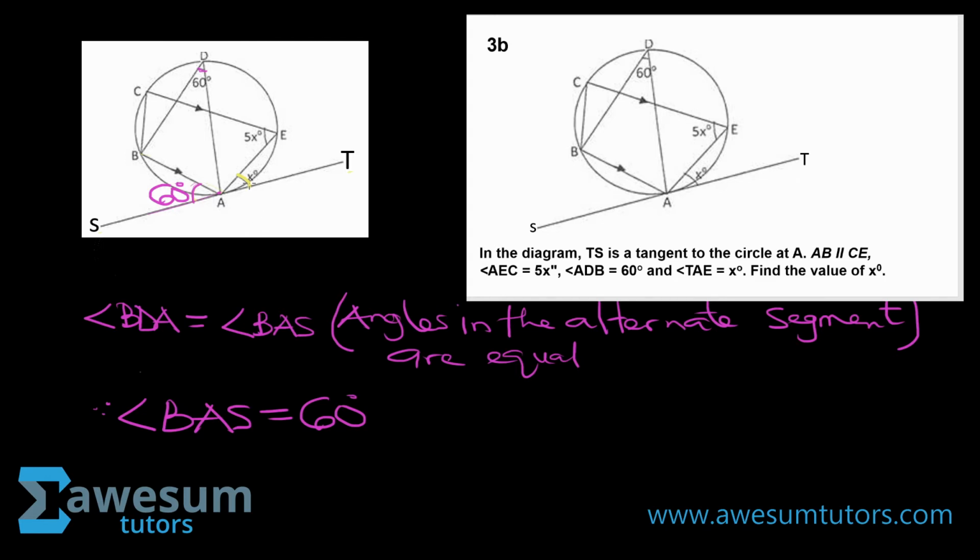Very good, guys. Now what else can we do? Remember, we are trying to find x right here. One thing I also see right here is if I can be able to find this angle right here, that means I will be able to find x. One thing you also need to know is that you have been told in the question that line AB is parallel to line CE.